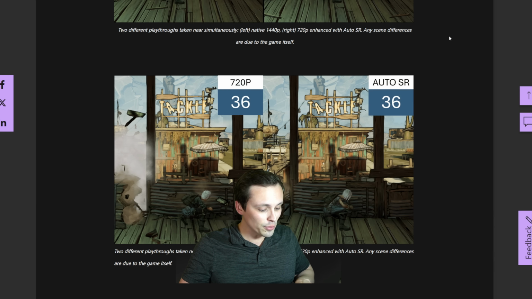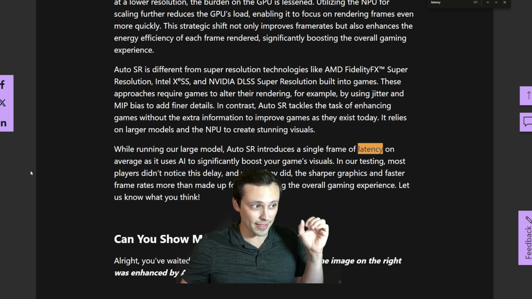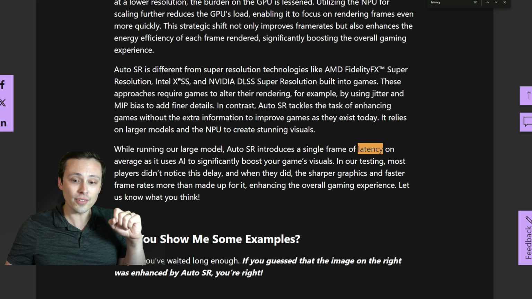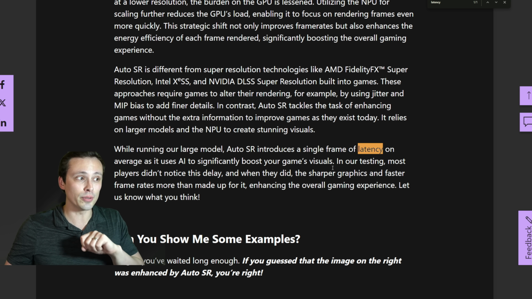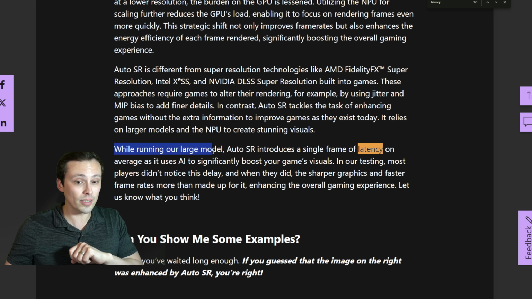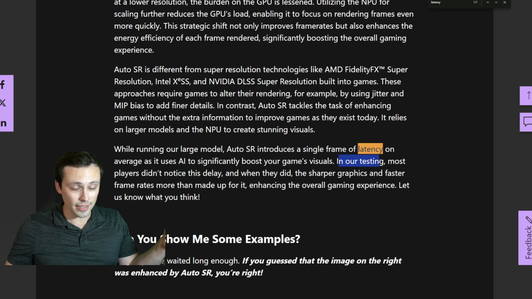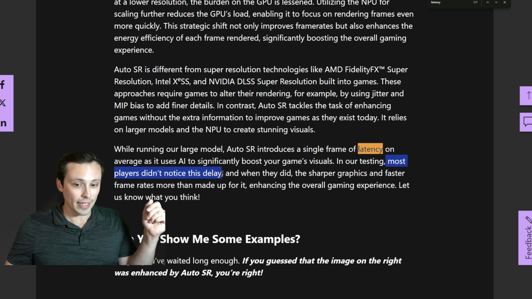And so I was reading this blog post in a lot of detail, and one of the main things I was looking for was latency. And if you search for latency in this article, we do have confirmation that this does introduce latency. It says, "While running our large model, auto super resolution introduces a single frame of latency on average, as it uses AI to significantly boost your game's visuals. In our testing," this is Microsoft talking, "most players didn't notice this delay, and when they did, the sharper graphics and faster frame rates more than made up for it, enhancing the overall gaming experience."